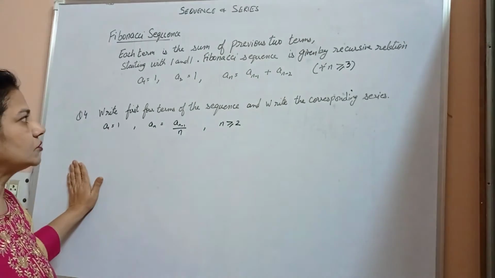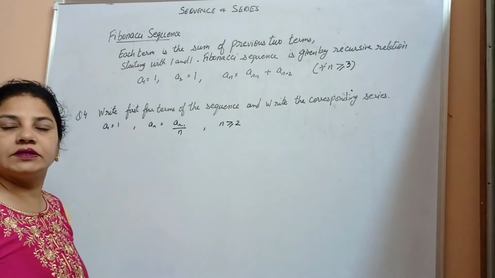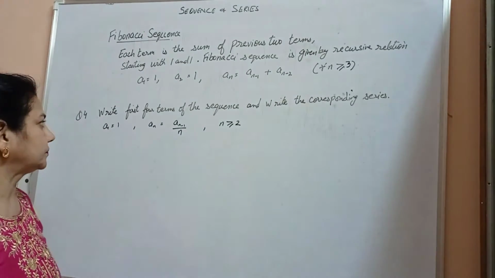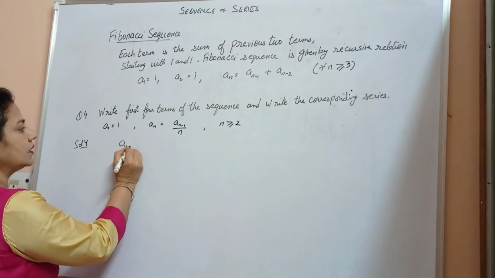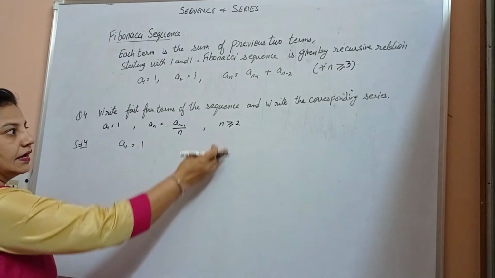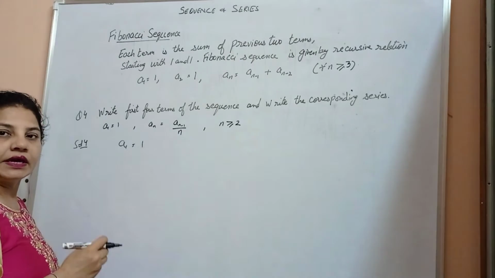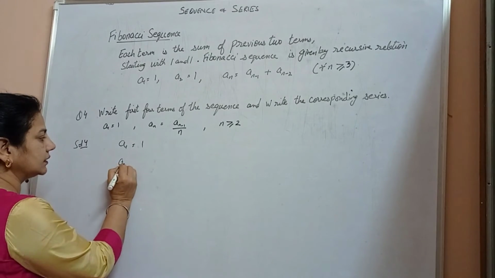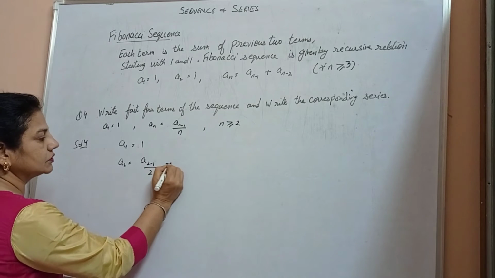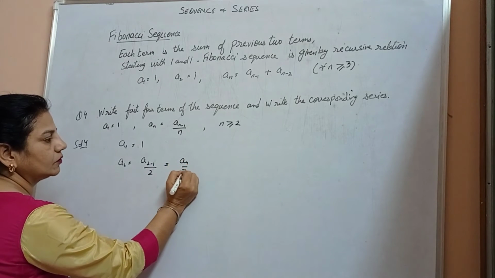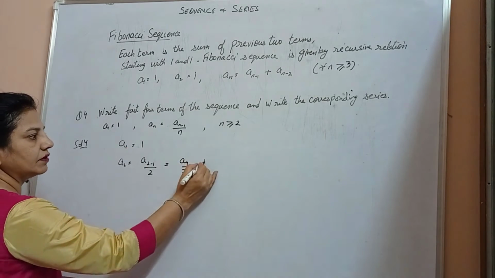Write the first four terms of the sequence and write their corresponding series. In this particular case, the first term is already given to us as 1, and n is greater than or equal to 2. We take n as 2 to calculate the second term. A2 is equal to A2 minus 1 upon 2, which is equal to A1 upon 2. And the first term is 1, so I will write 1 by 2.